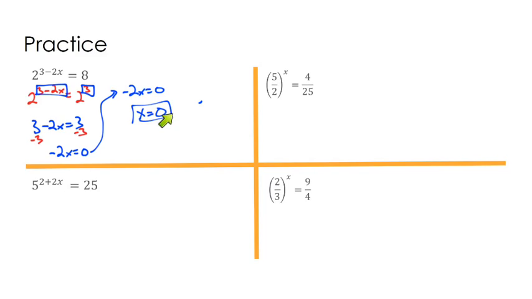Let's jump, how about down to this one? I think this is going to be our next easy example. So here I have 5 raised to some power equals 25. If I can rewrite those with the same base, we can set the exponents equal to each other. Well, just from experience, I know that both 5 and 25 are powers of 5. So I'm going to rewrite the 25 as 5 squared. Once you've done that, we know that our exponents must be equal.